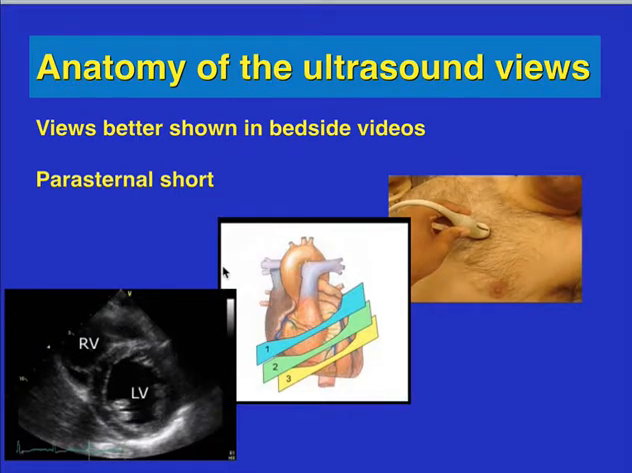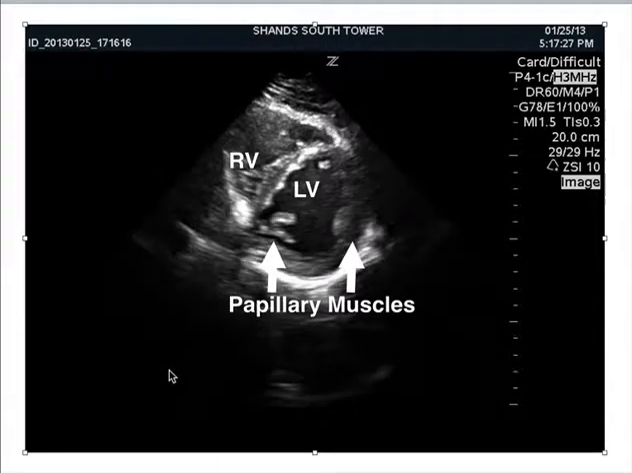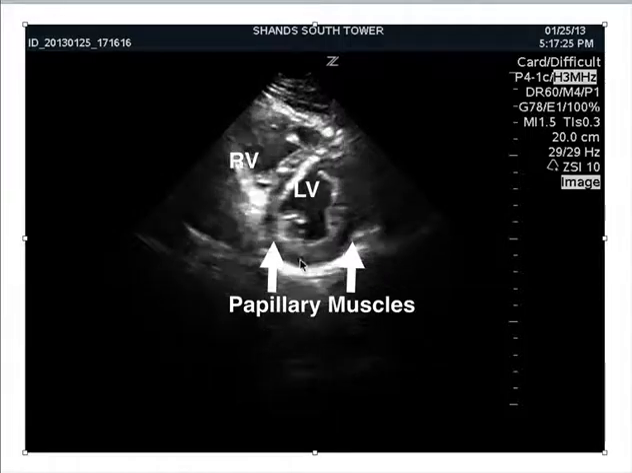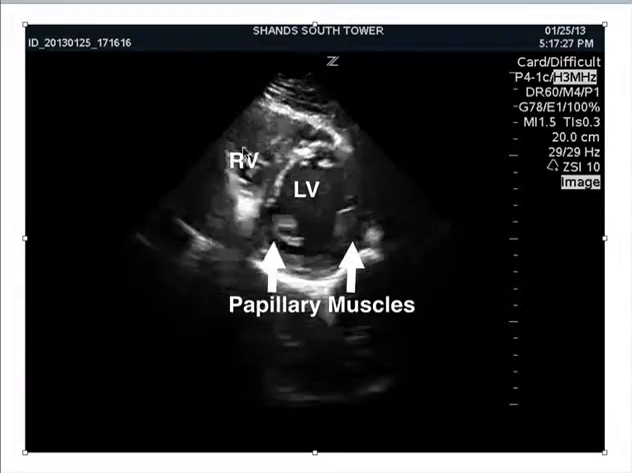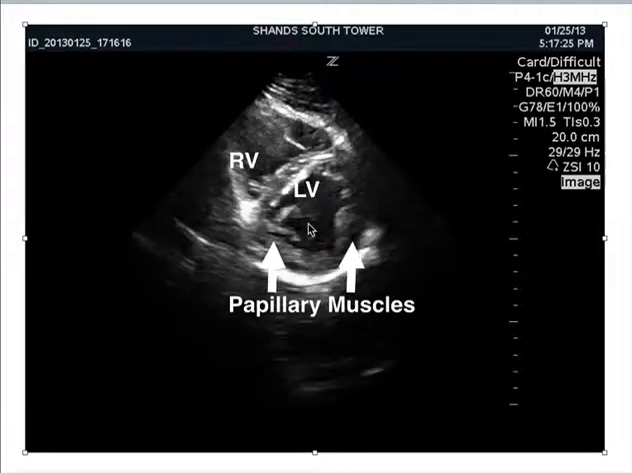But it's important for you to be able to get these structures, and once you feel very comfortable with that, you'll be able to make decisions on patients a lot easier. So this is a parasternal short view. You see a short axis view of the LV, that's why it's called short axis. You see a right ventricle, and you see papillary muscles.